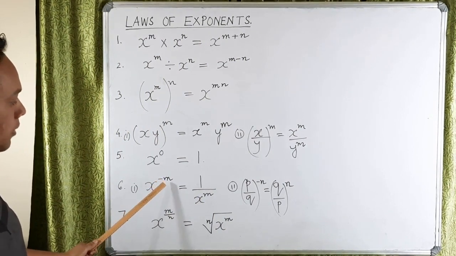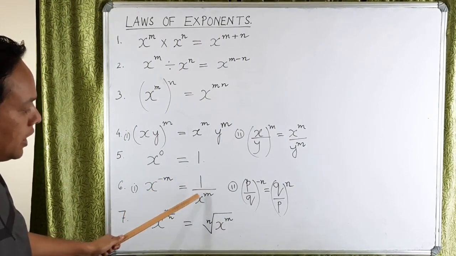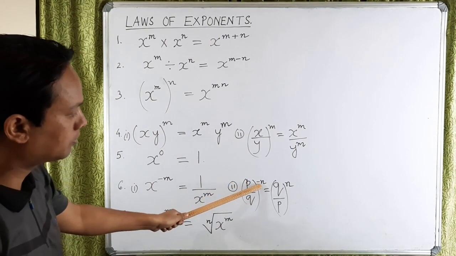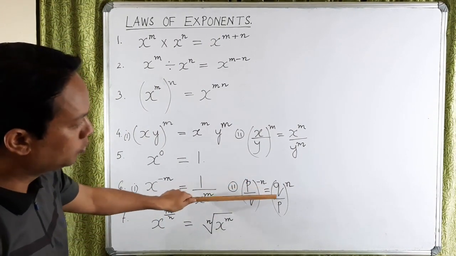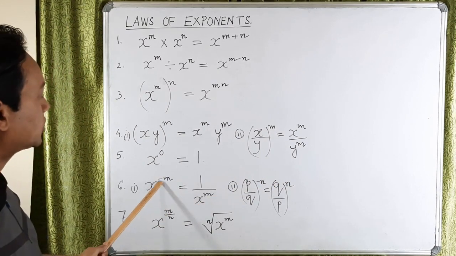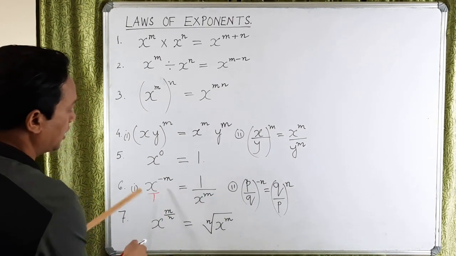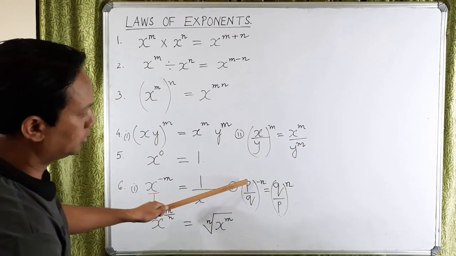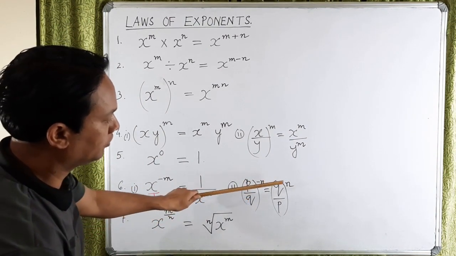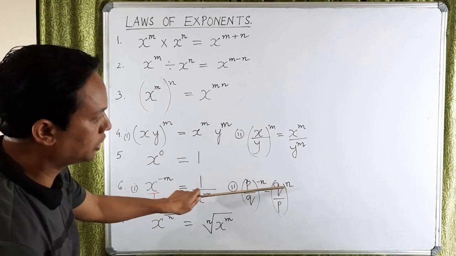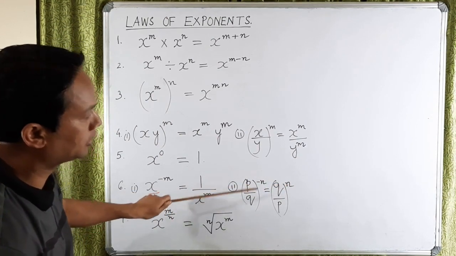x to the power minus m will become 1 by x to the power m. But if we have p by q to the power minus n, it will become q by p to the power n. That means if the power is negative, we simply make the number reciprocal. x by 1 will become 1 by x. So if it is p by q and the power is negative, and you want to make the negative exponent a positive exponent, just make the number reciprocal.